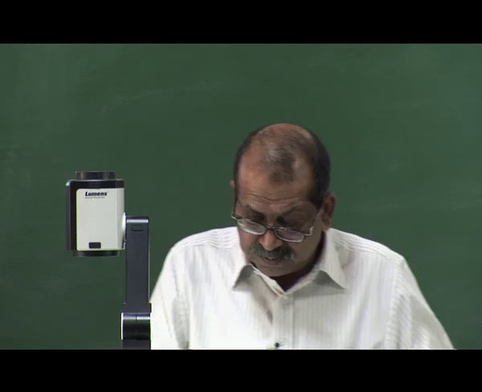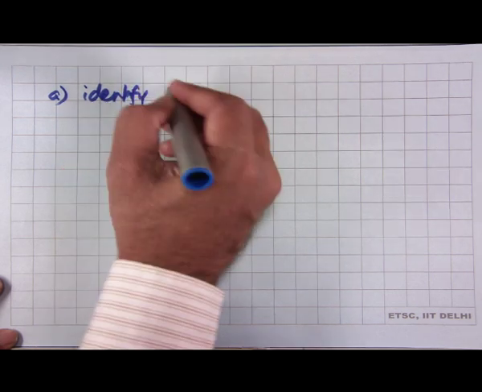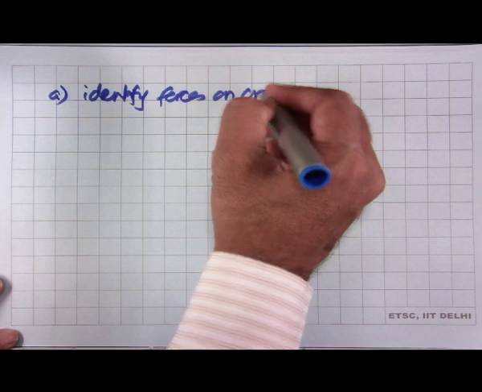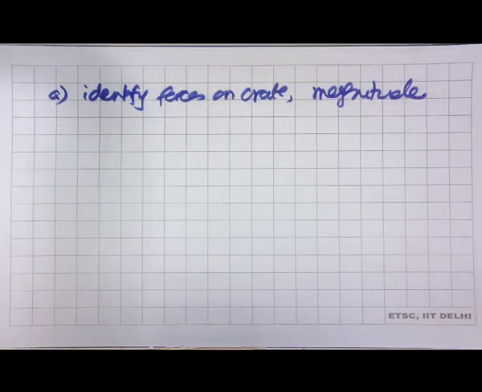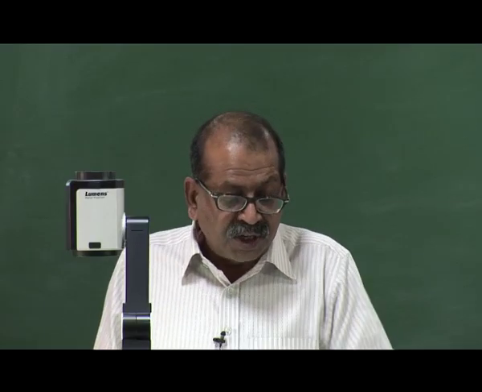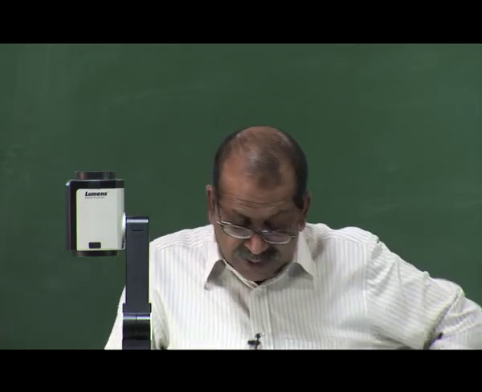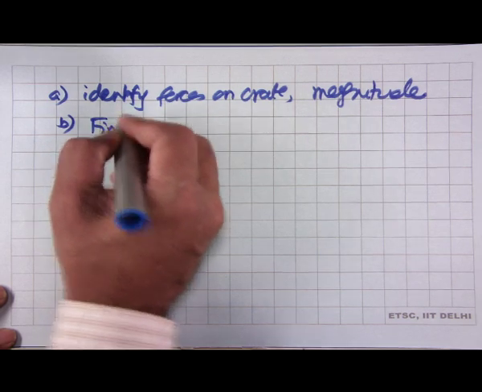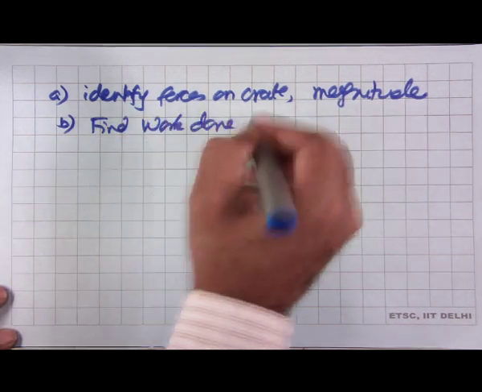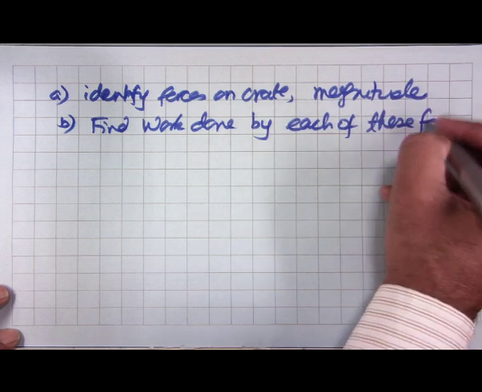Now, once again, the question says, let us try to identify the different forces on the crate and their magnitude in terms of the given quantities. We have the block mass m given, gravity of course is there, the distance d is given, and the coefficient of friction mu k is given. So, we have to identify the forces on the crate, and then find the work done by each of these forces.